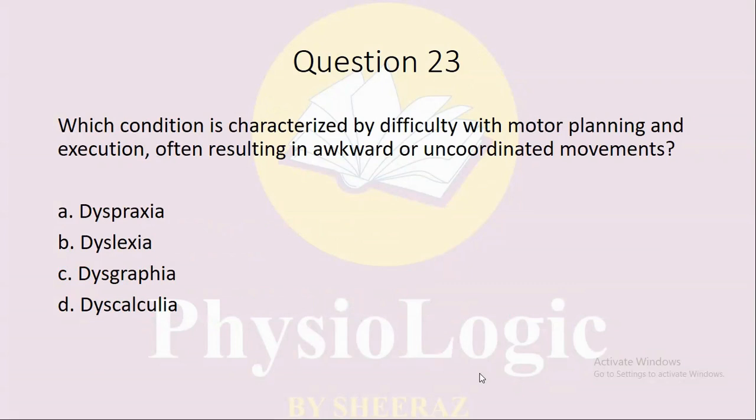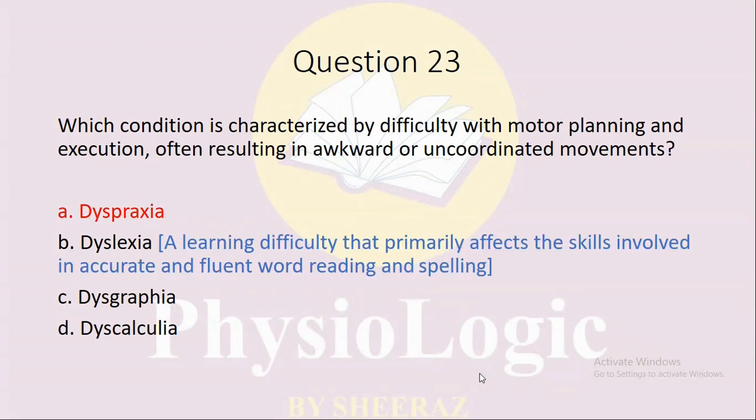Question number 23. Which condition is characterized by difficulty with motor planning and execution, often resulting in awkward or uncoordinated movements? Options are dyspraxia, dyslexia, dysgraphia, and dyscalculia. And the correct answer is dyspraxia.